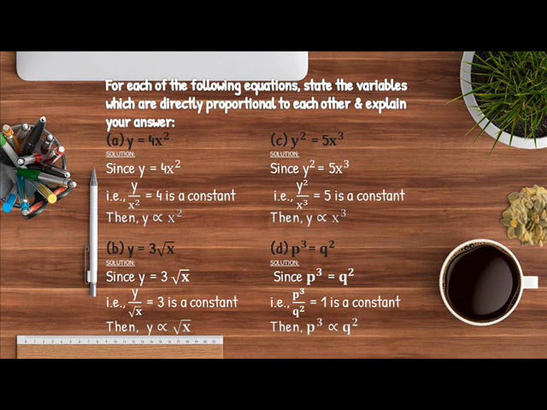Well, in the first equation we have y is directly proportional to x square. In the second one we have y is directly proportional to under root x. In the third one we have y is directly proportional to x cube. And in the final one we have p cube is directly proportional to q square.